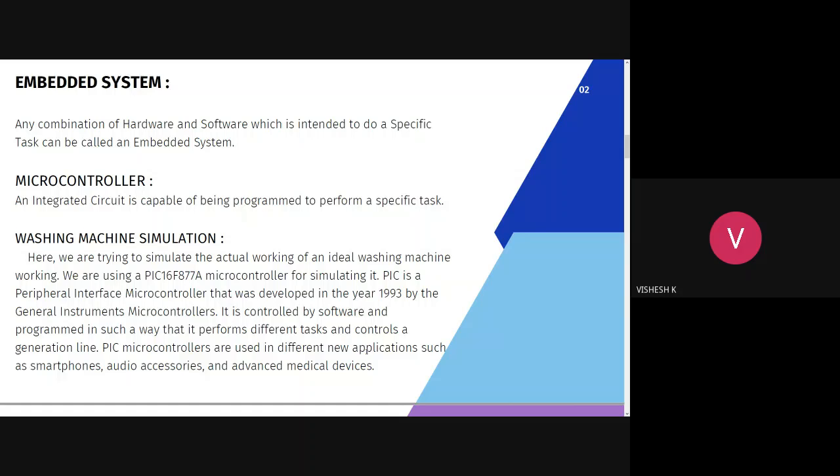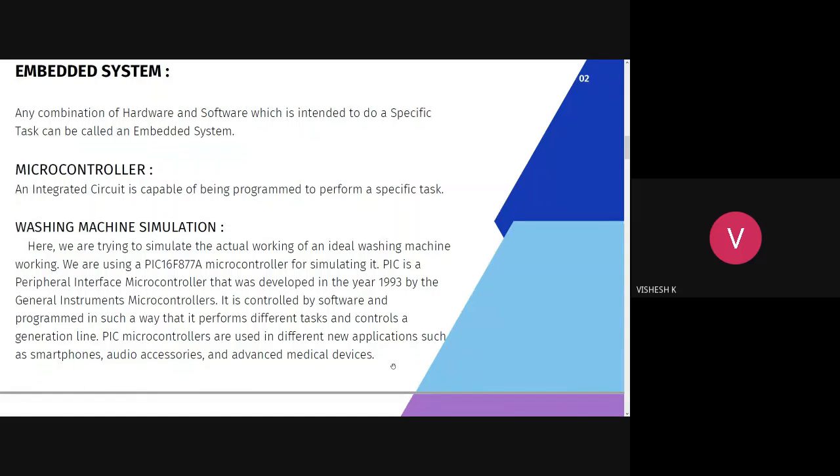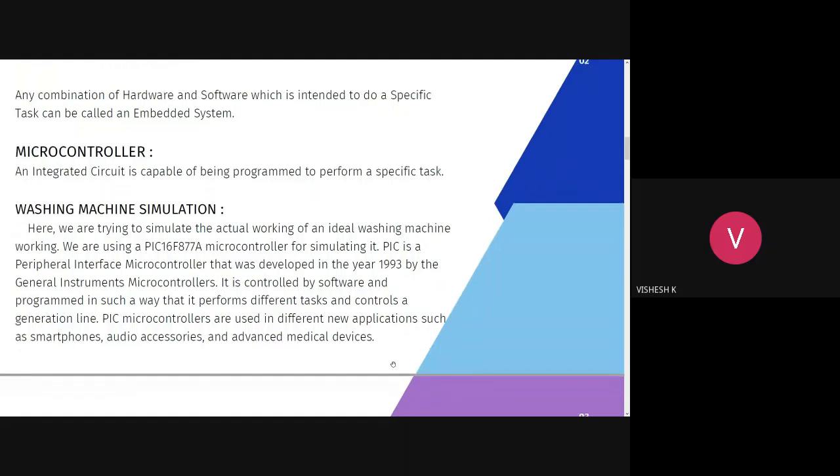So our project is mainly focused on washing machine simulation. Here we are specifically using a PIC microcontroller, and the part number is PIC16F877A. So this is the overall project idea on which we are working. Now, my friend Ravi will carry forward and give some overview about the tools which we have used to build this.